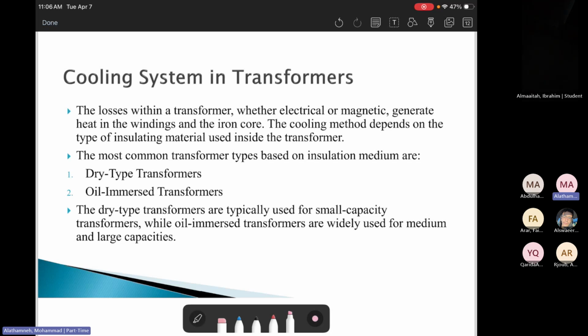The dry type transformers are very rare and are used in small capacity transformers. However, the vast majority that we have are oil. So this is the vast majority here, which is called the oil transformer. As I said, the oil transformer is used for medium and large capacities.